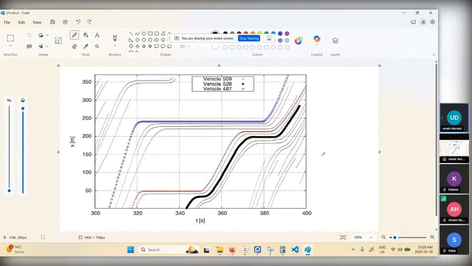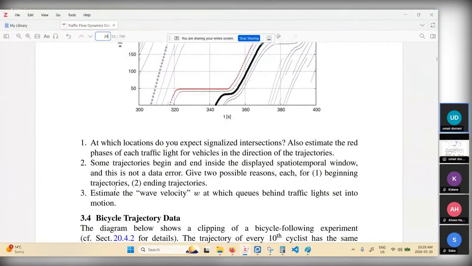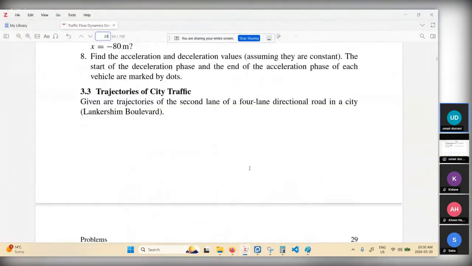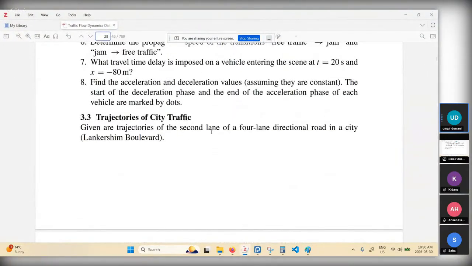And they mentioned that some trajectories are discontinuous here because, for example, this one entered, but then it stopped showing up anymore here. The same applies to these. So we are looking at, according to their words, beginning trajectories and ending trajectories. These are the ending trajectories that I just annotated here. So this one entered and then stopped showing up anymore. And let's look at the description here. It says this is the second lane.